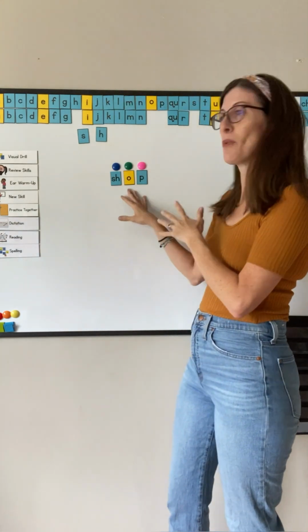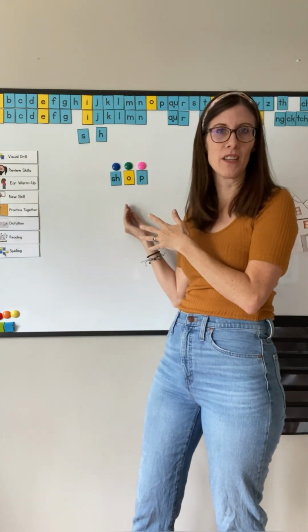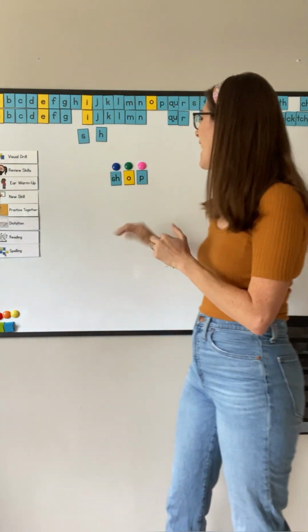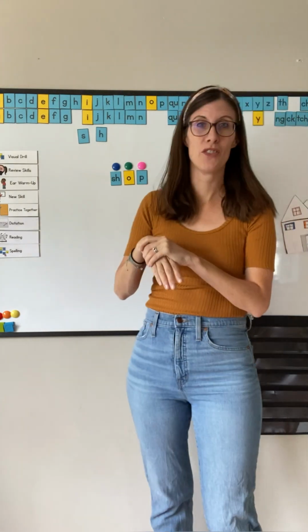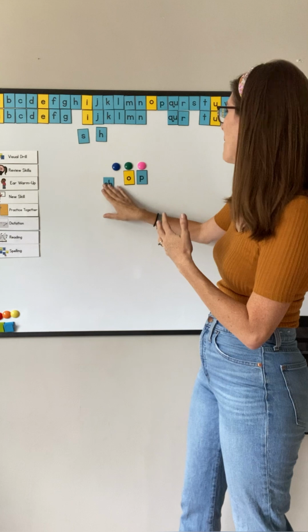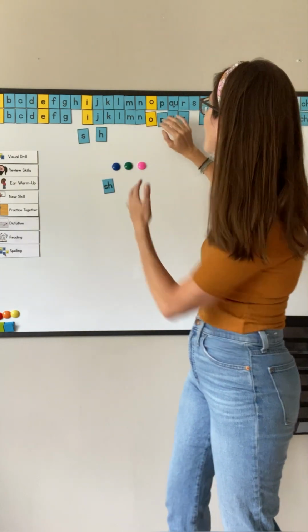After we have done this with a few different words, I'm probably going to do shop and wish, something where it's at the beginning and the end to show that we can find this digraph at the beginning or the end. And after we've spelled a few words, then I'm going to do the opposite and we're going to practice reading it. So I might build a word or write a word, that's fine too.